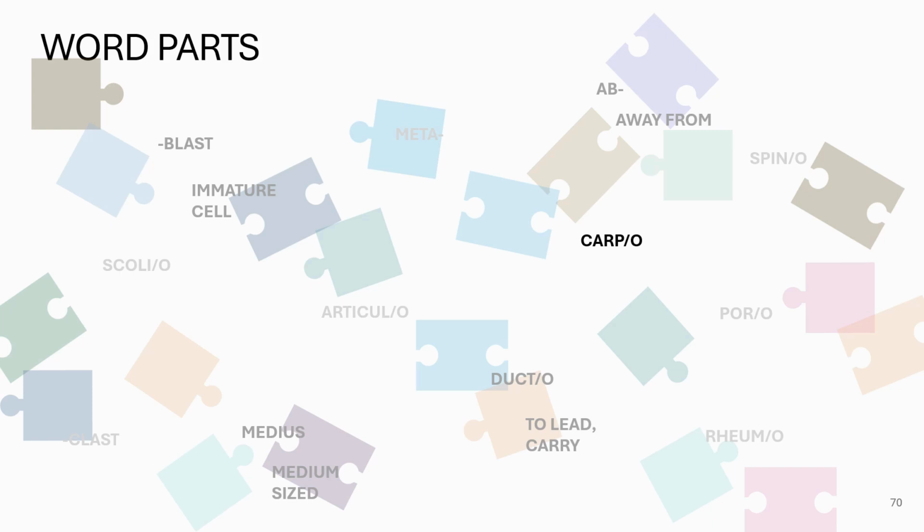Carpo is up next. All right. Carpo refers to the wrist bones. Remember, there were 8 of them. We didn't name them individually. However, carpo in general is the wrist bones.